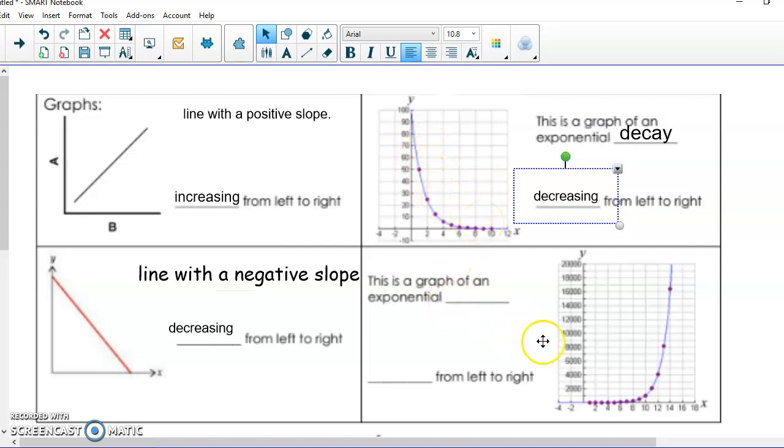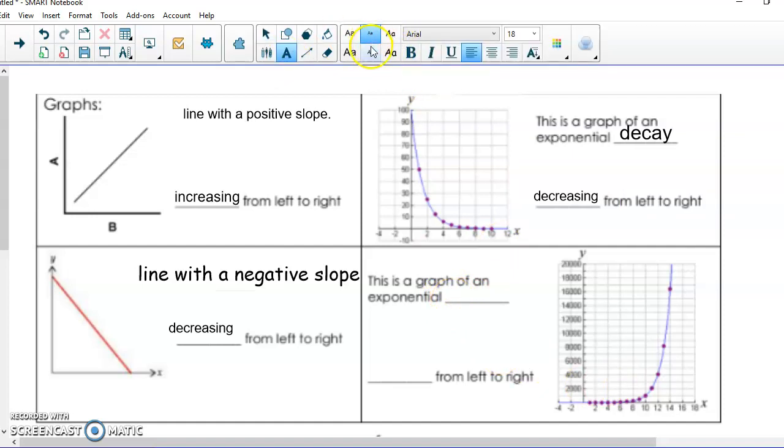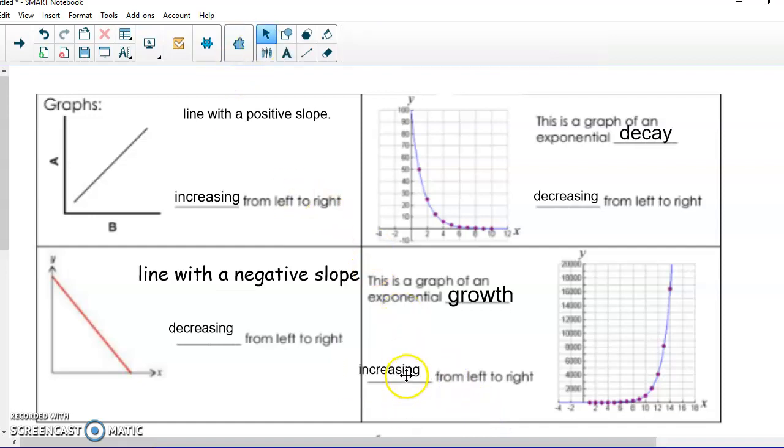All right, this next one is an example of the opposite of decay. This is called exponential growth because it's growing from left to right. It's going up, and we call this increasing. Make sure you get caught up on this. You might need to pause the video to make sure you got all those keywords down. We're going to go back up to the top and write down what exponential decay and exponential growth are.